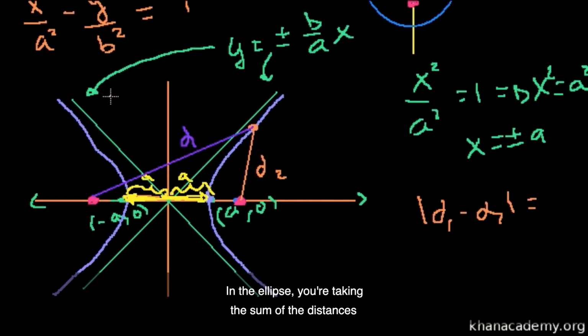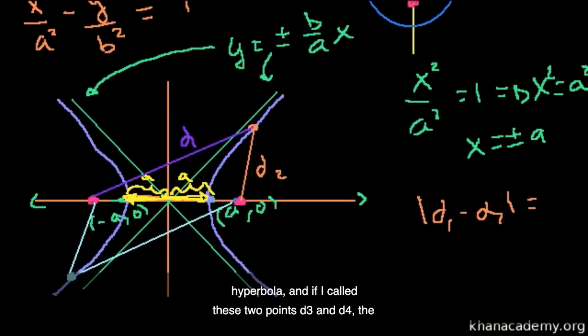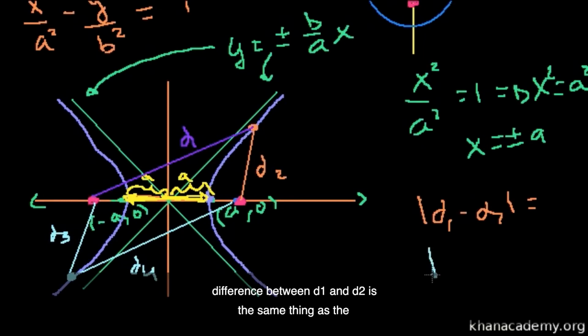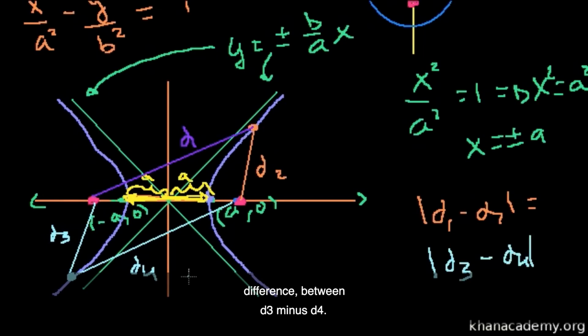In the ellipse, you're taking the sum of the distances to the focus points and saying it's a constant. In a hyperbola, you're taking the difference of the distances to the focus points and saying that's a constant. So this number is going to be the exact same thing as if I took a point right here, and I'm picking these points arbitrarily as long as they're on the hyperbola. Let's call these two distances D3 and D4. The difference between D1 and D2 is the same as D3 minus D4. This is going to be a constant the entire way around the hyperbola.